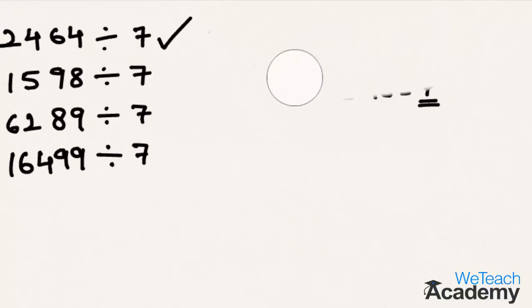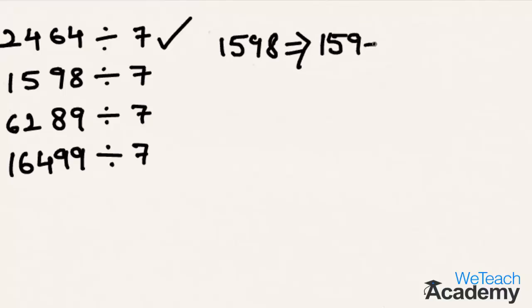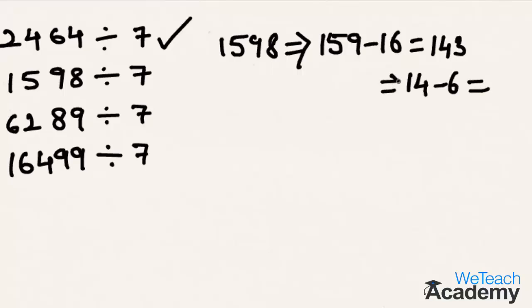Coming to the next example, which is 1598. According to the concept, double the last digit and subtract it from the remaining number, which is equal to 159 minus 16, that is equal to 143. Repeating the concept again, double the last digit 3 is 6, which is to be subtracted from the remaining number 14, which is equal to 8. Since 8 is not divisible by 7, the given number is not divisible by 7.